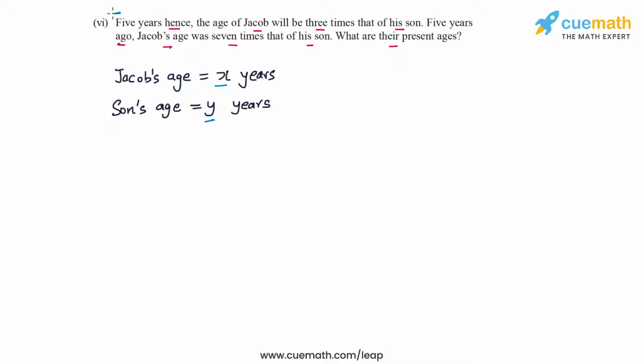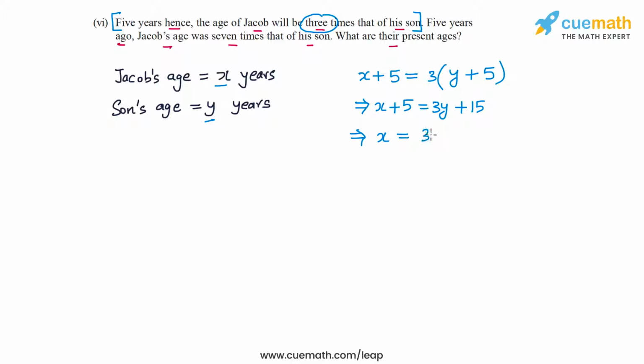Now the first piece of information says 5 years hence the age of Jacob will be 3 times that of his son. So 5 years hence, or 5 years from now, Jacob's age will be x plus 5 and his son's age will be y plus 5, and Jacob's age will be 3 times that of his son's age. So x plus 5 should be equal to 3 times y plus 5, and this gives us our first linear equation in x and y. So let's write it in the standard form. So we have x plus 5 is equal to 3y plus 15, and let me write this as x equal to 3y plus 10. So basically I've taken this 5 on the right side and subtracted it from 15. So this is the first equation in x and y.